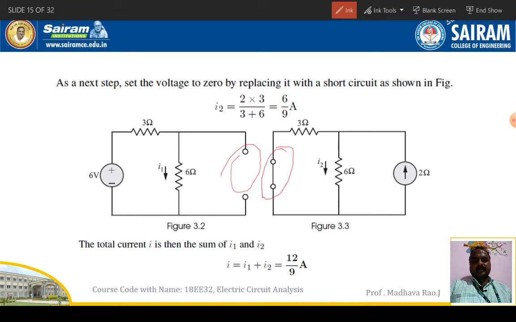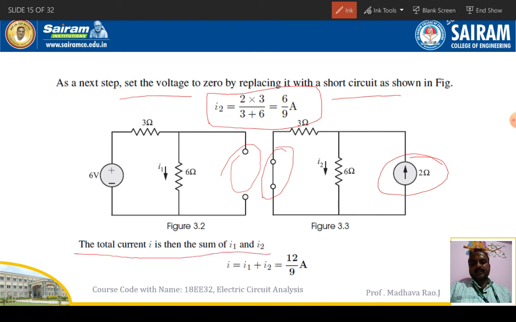Here I2 is equal to, with 2 amperes total current, 2 into the opposite resistor 3 divided by the total resistance 3 plus 6. So this is I2, applying the current division principle by making the voltage source a short circuit. Then according to the superposition theorem, we have to add the first case current and second case current algebraically. 6 by 9 plus 6 by 9 is 12 by 9.